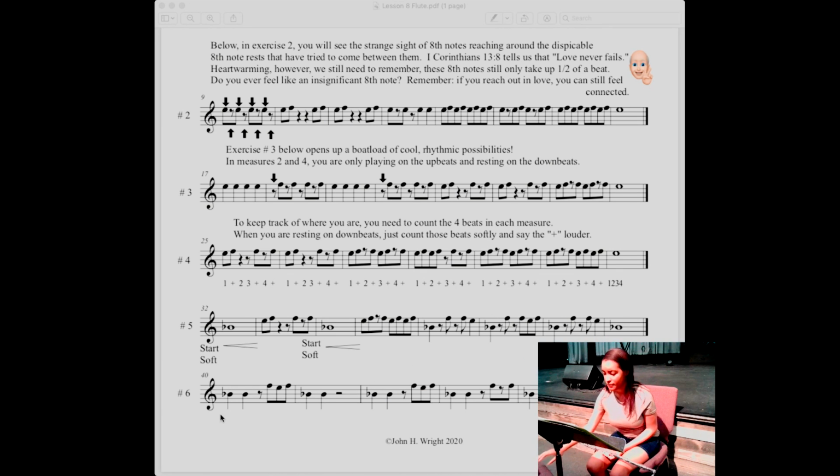Fantastic. Good. And then number 6, it goes 1, 2, 3, and 4, and 1, 2, rest, rest. 1, 2, 3, and 4, and 1, 2, rest, and 1, 2, and 4, and 1, 2, 3, 4, off. So let's try number 6.